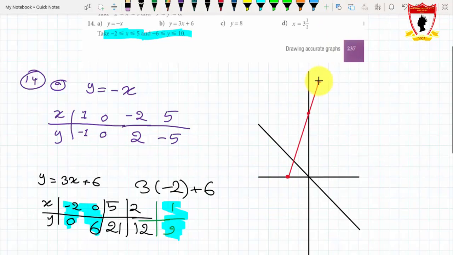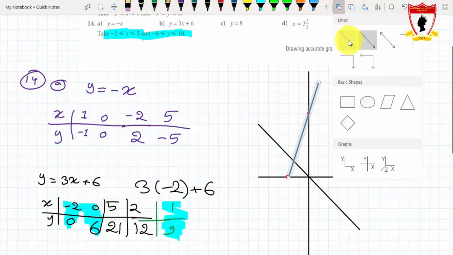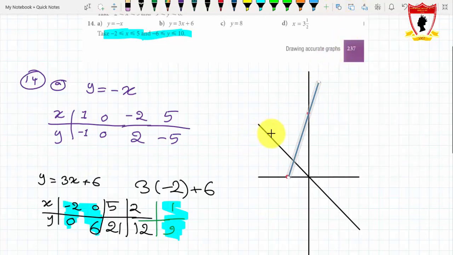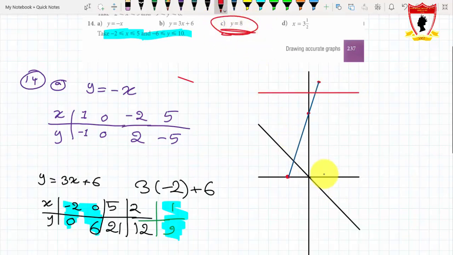So this is the graph. This graph is from -2 to 1. So if we extend it, which we don't need, okay, that's it. The second one, part B. Part C, y is equal to 8, is just a straight line passing through 8 on y-axis. 8 on y-axis is right here, and then y is equal to 8. The graph of this equation is just a straight line passing through 8 on y-axis. There is no x. The graph of this equation doesn't cross x-axis at all.